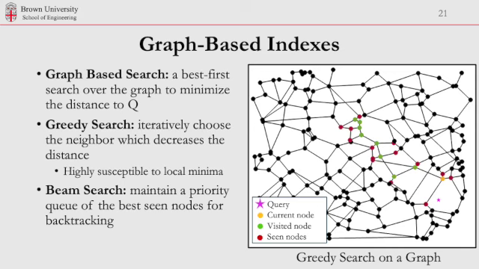And so an approach to get around that is beam search, which says, let's store a priority queue of all the nodes that we've seen, and we can backtrack to those nodes if we hit a local minima. And so that's the basic idea there.